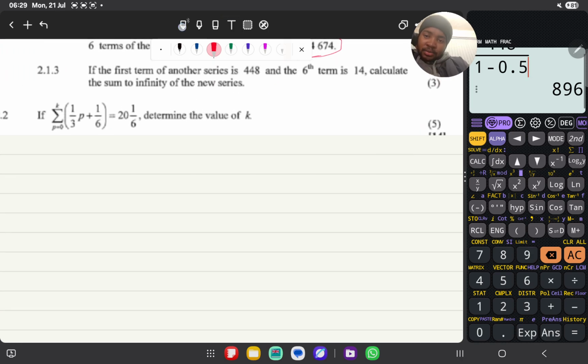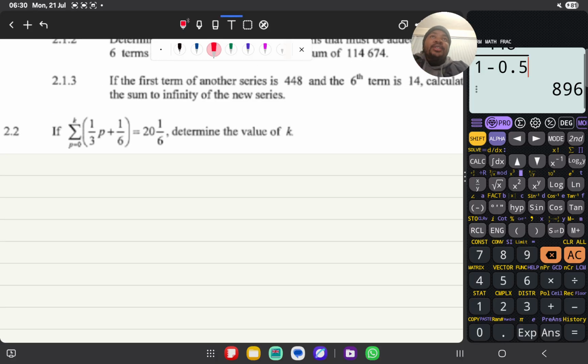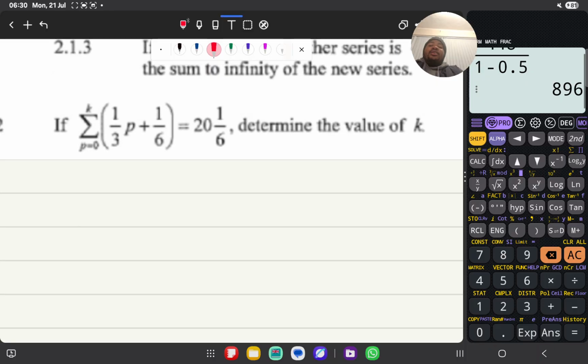Let's see what this question, the last one, has for us. They say that if that equals to that, determine K. We have to find what K is. Right, so let's talk. The value of K, ne? Let's talk. Here, okay.